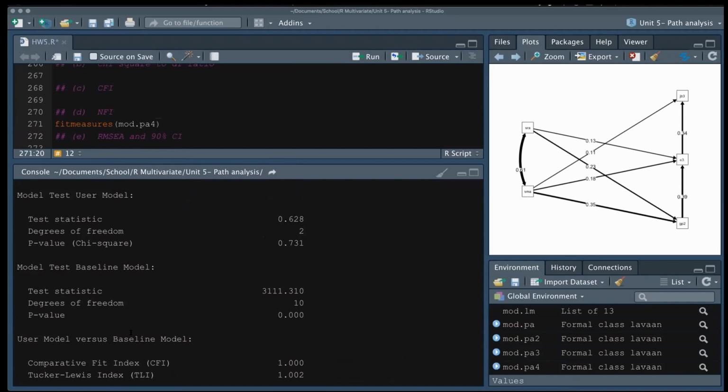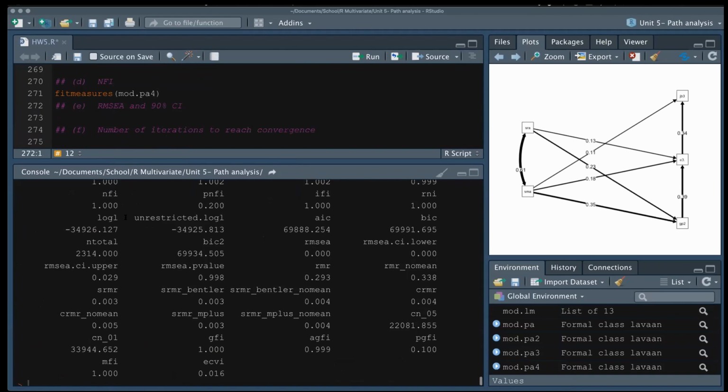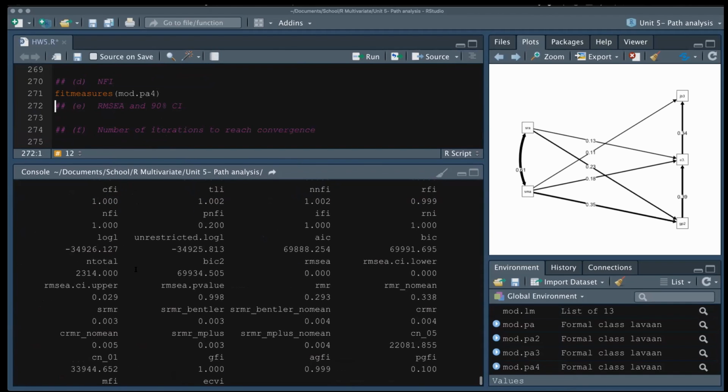And then for our CFI and NFI, as a reminder, the NFI isn't printed in the summary there, but you can get it in fit measures with our CFI and NFI here. And what do we want those values to be? Yeah, exactly. Over 0.95, 1 is good.